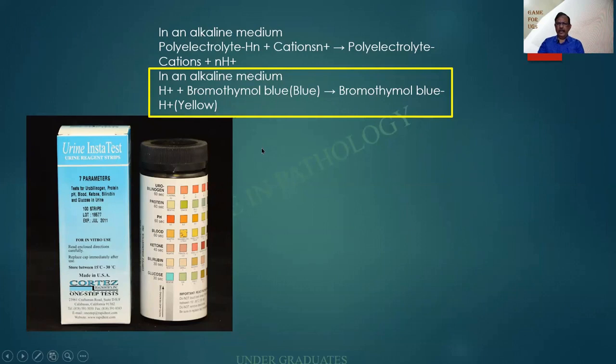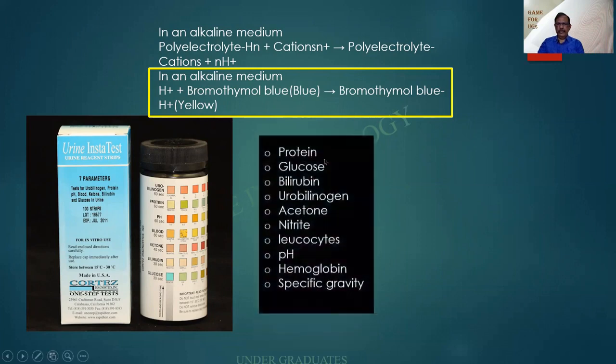They'll be asking you, what is the principle of the dipstick? Bromothymol blue is being converted to bromothymol yellow. And all these parameters can be diagnosed by means of a single dip: protein, glucose, bilirubin, urobilinogen, acetone, nitrite, leukocytes, pH, hemoglobin, and specific gravity. We used to call them 10-part dipsticks.